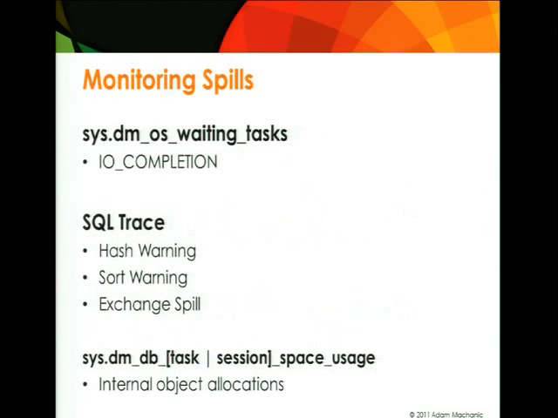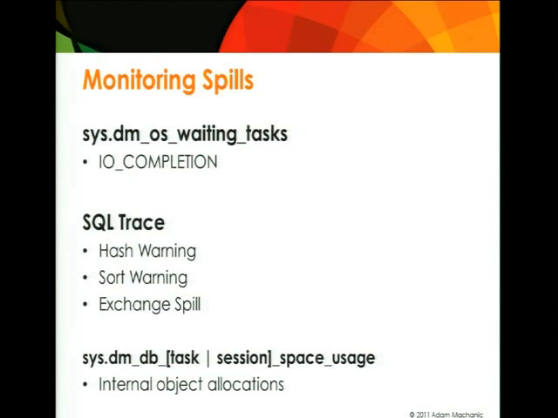So how do you monitor these things? Well, first of all, wait stats. sys.dm_os_waiting_tasks. All of these spills will wait on the I/O completion wait. If you're spilling out and you're waiting on I/O completion, that's a disk wait. That means you need faster disks backing TempDB or fewer spills. Those are your choices. In SQL Trace, you can monitor hash warning, sort warning, or exchange spill events. Each of these events will fire every time there's a spill and let you know about it.